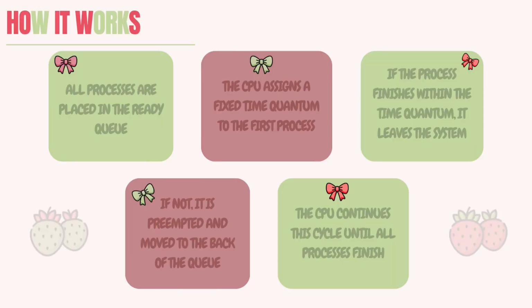Now, let's look at how the round-robin algorithm works. First, all processes are placed in the ready queue. The CPU assigns a fixed time quantum to the first process. If the process finishes within the time quantum, it leaves the system. If not, it is preempted and moved to the back of the queue. The CPU continues this cycle until all processes are finished.